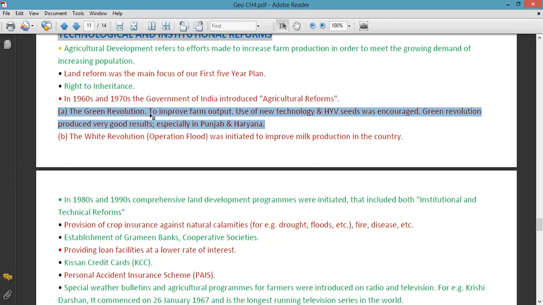This is the positive side of the green revolution. The negative side of the green revolution is that the concept did not reach throughout the country. Only some of the states benefited from the green revolution, for example Punjab and Haryana. The next negative point is that not all kinds of agricultural crops were covered under the green revolution.